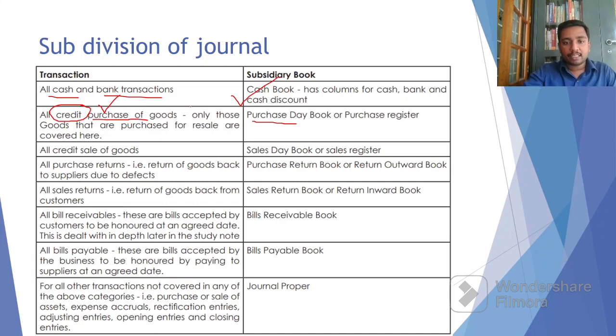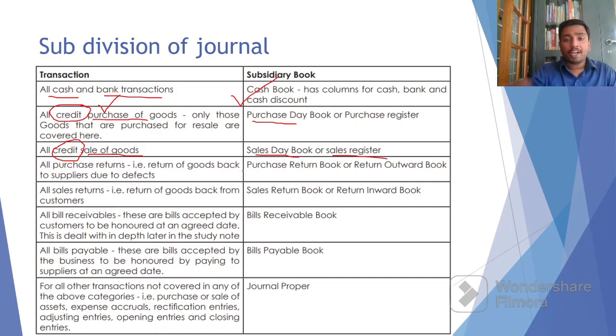Similarly, the next subsidiary book is the sales day book or the sales register. Here also the same indication is there. If it is a cash sale, that will be recorded in the cash book. But if it is a credit sale of goods and services, then that will be recorded in your sales day book or the sales ledger.